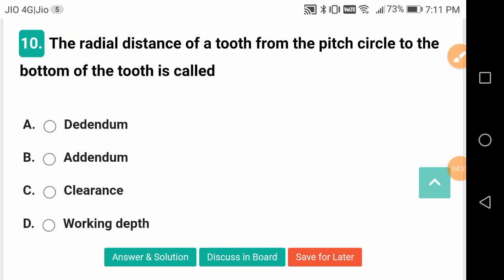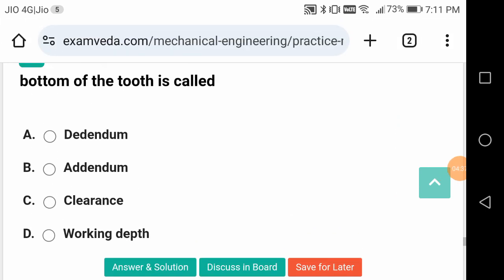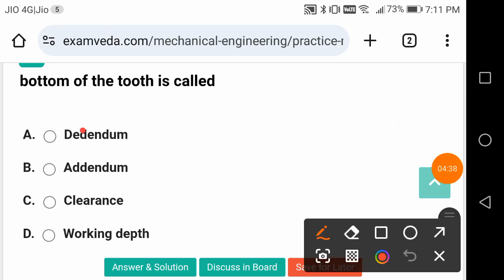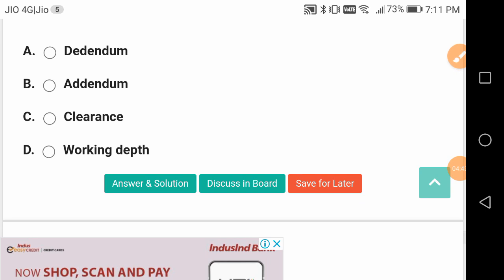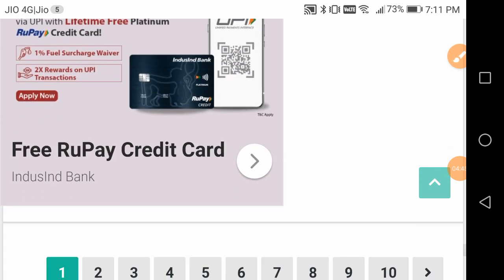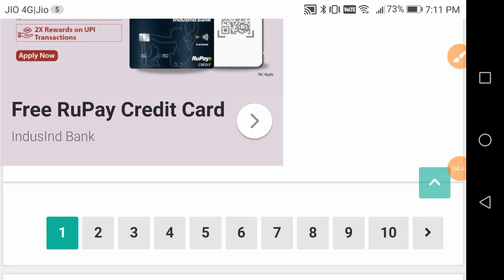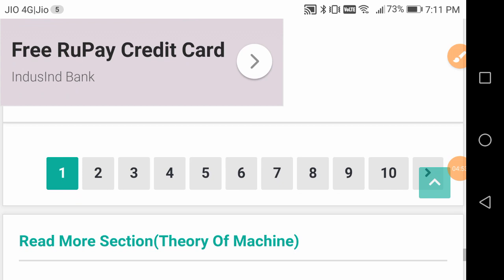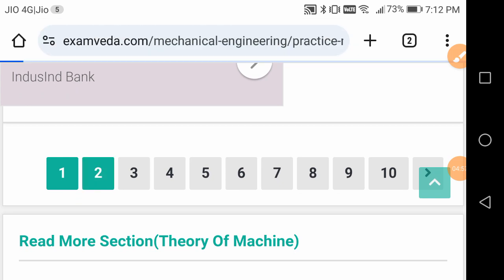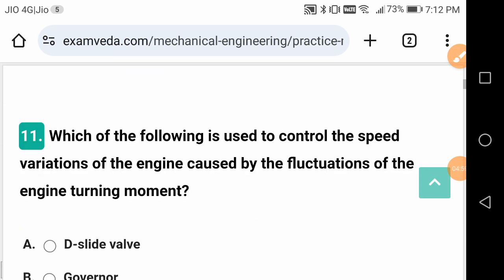The radial distance of a tooth from the pitch circle to the bottom of the tooth is called dedendum. The top of the tooth is called addendum. Addendum plus dedendum is equal to working depth or sometimes total depth, depending upon whether you are considering two gears, that means gear and pinion, or only a single gear.